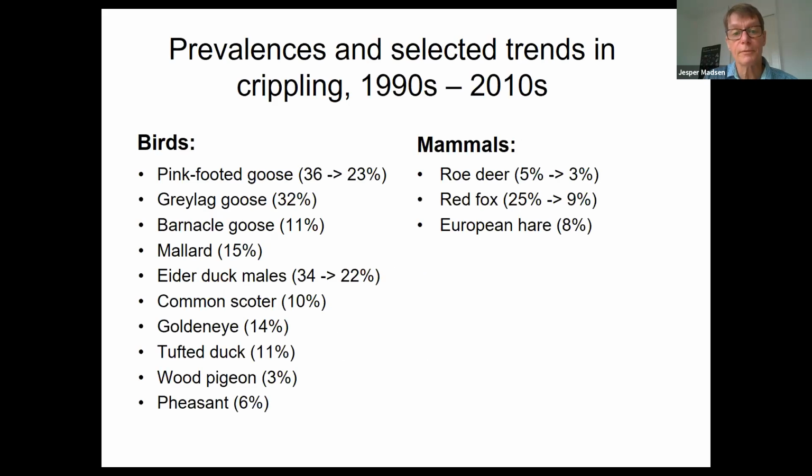But when we look at what levels we found by that time, we see that pink-footed geese were really high, and so were the other goose species that we examined, greylag geese, even barnacle geese, which were fully protected by that time. And you can also see some incidents in the other species. But in the populations that we really monitored, we actually overall saw a decline in all of the species that we examined, from birds to mammals. So this was actually a great success.